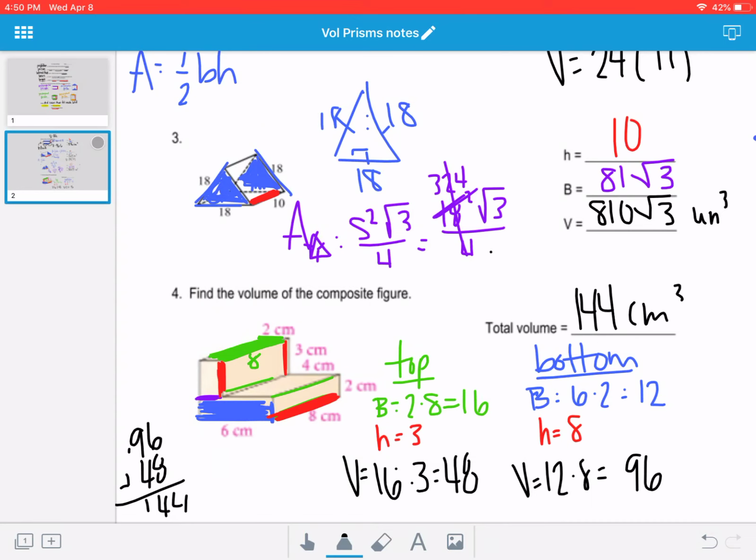Again, you might have to go back and rewatch that one. There's different ways to do that. You could add lines differently and use different bases.